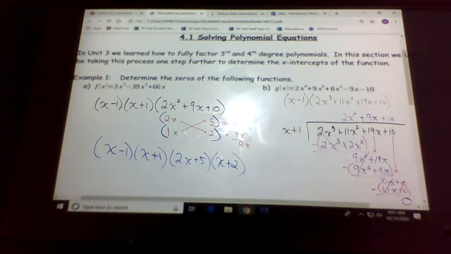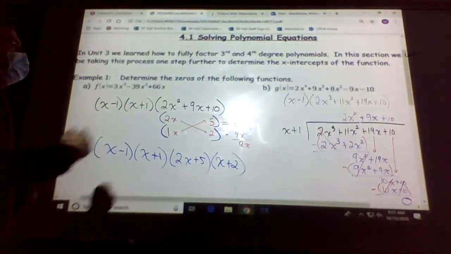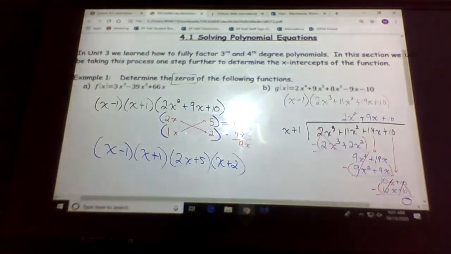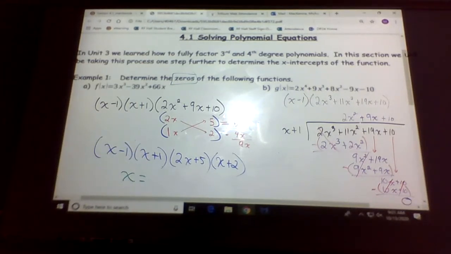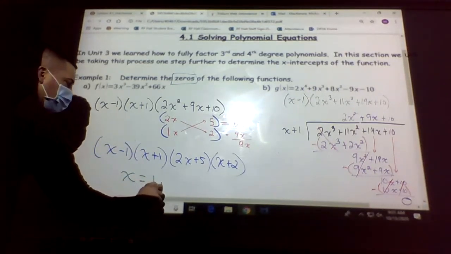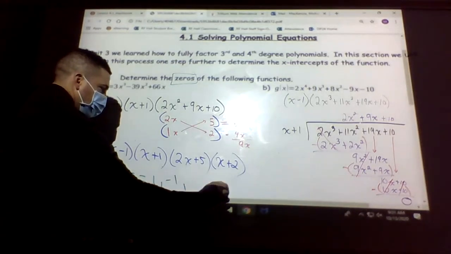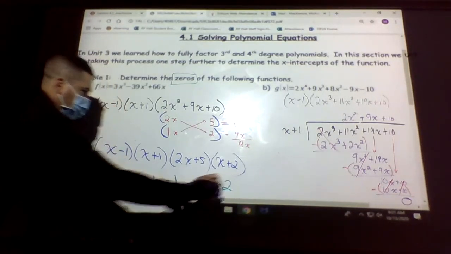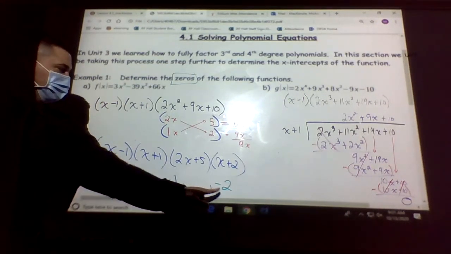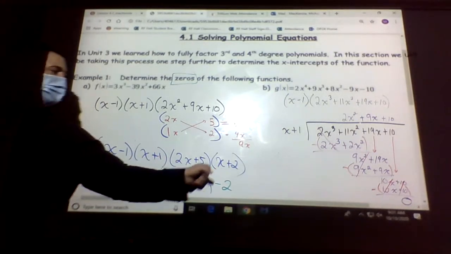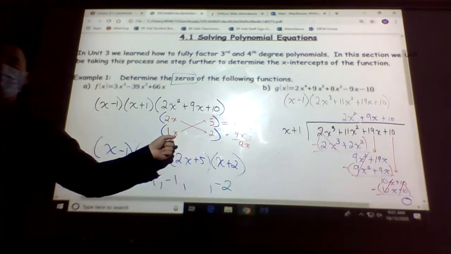Okay, so our very, very last step is we're asking for the zeros. So what are my zeros? Artemis? 1, -1, -5/2, and -2. Okay, good. So I'm just leaving the middle one for a second. So we have 1, -1, -2. How do we get this one? Why is this -5/2 again?